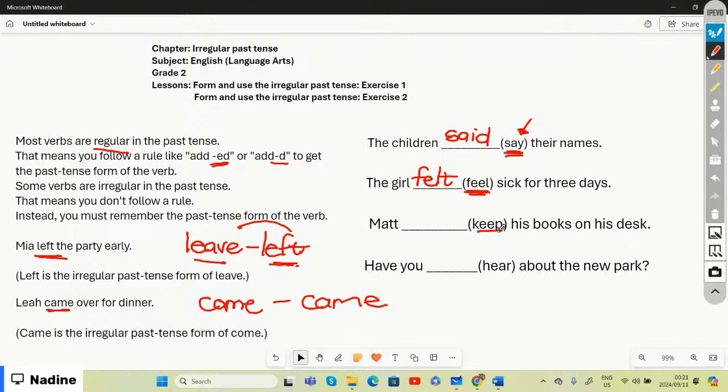If we were to identify the past tense of the word keep, then we can say Matt kept his books on his desk. Do you see how the word changes from keep, which is the present tense, to kept in the past tense? So Matt kept his books on his desk, and that is now the past tense of the word keep.